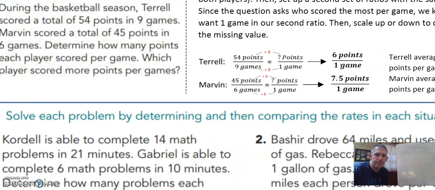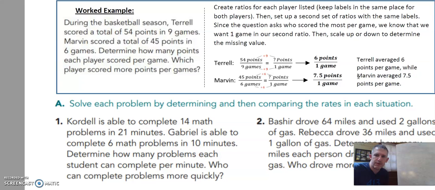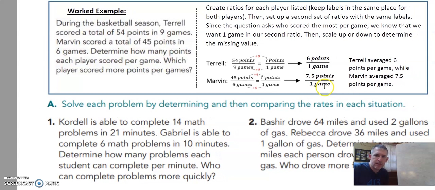All right, and then Marvin, 45 points per 6 games. Okay, like it says over here. All right, 45 points per 6 games. And we need to divide that 6 by 6 to get 1. All right, so then 45 divided by 6 would be about 7.5 points per game. Okay? So 6 points per one game, 7.5 points per one game. Now, obviously, he's not going to score a half a point in a game. That's impossible, but it's the idea here. Okay, it's the average.